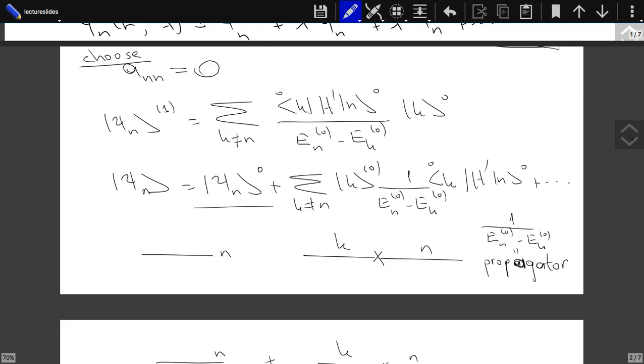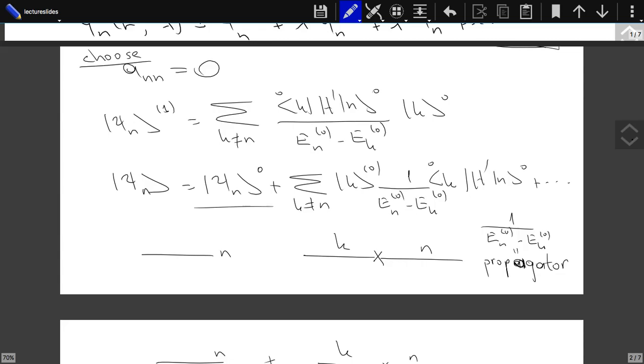So effectively what I did was I chose my 0th order states such that the matrix element of H prime is 0 between degenerate states. Since it is 0 between degenerate states, those terms do not contribute anymore, and there's no problem in using this expression. That expression becomes a safe expression. That is the main trick.